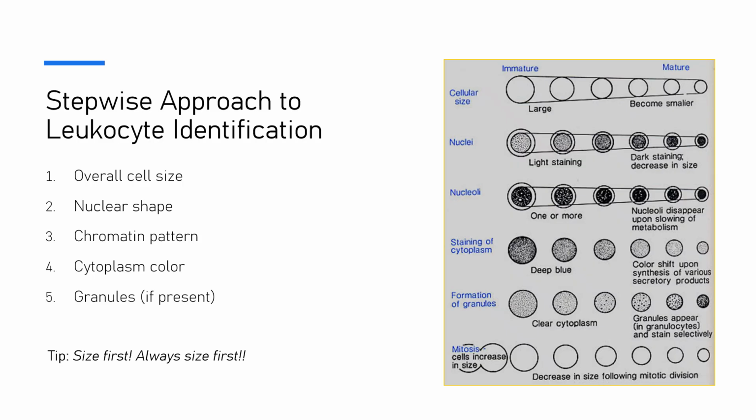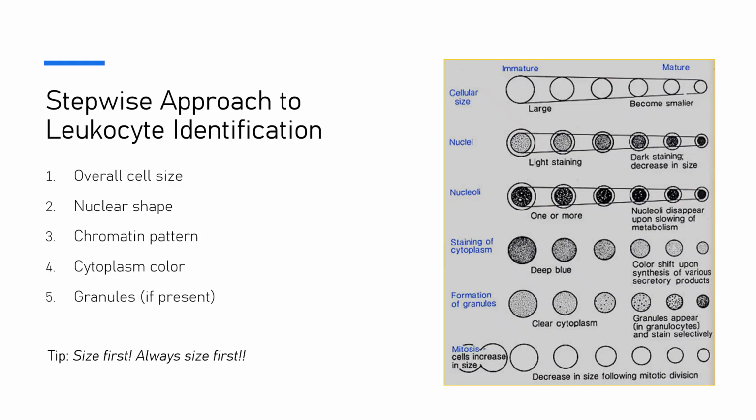Once you have a sense of size, move on to the nuclear shape. Is the nucleus round, dented, segmented into multiple lobes? Nuclear shape is one of the strongest distinguishing features between leukocyte types. Next, examine the chromatin pattern. Is it coarse and clumped or fine and delicate? Mature lymphocytes, for example, tend to have very dense chromatin, while immature cells have more open chromatin.